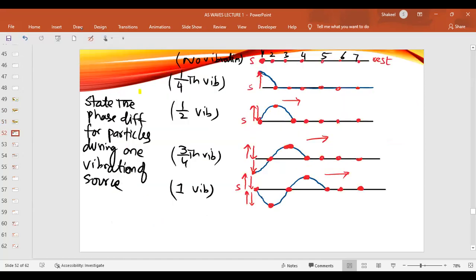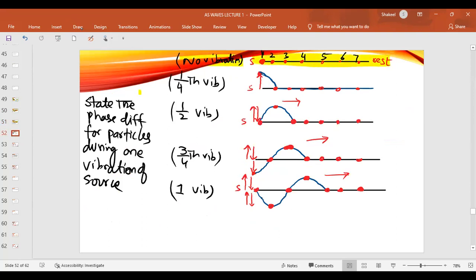The next thing is, let's say you can see the diagram. In the first diagram, there is no vibration, so all the particles are at rest. Particles 1, 2, 3, 4, 5, 6, 7 are at rest. When the source starts vibrating and 1/4 of the vibration is started, then particle 1 goes up and particle 2 stays. And when half vibration is completed, like the source goes up and down, then half of the wave is completed. When 3/4 of vibrations are completed, then 3/4 of the wave is formed. And when one full vibration is completed, then one full wave is formed.